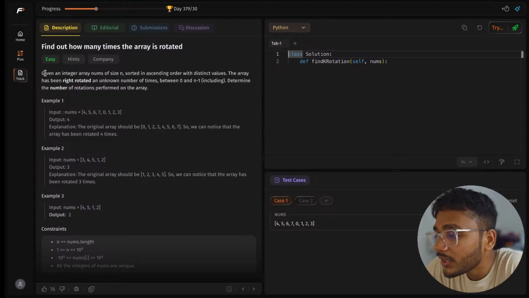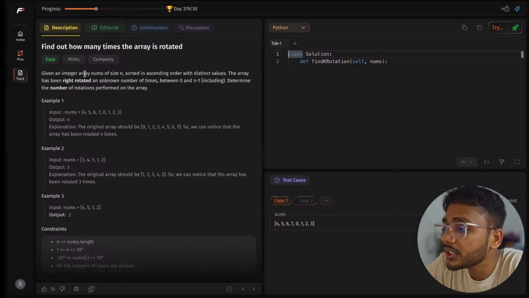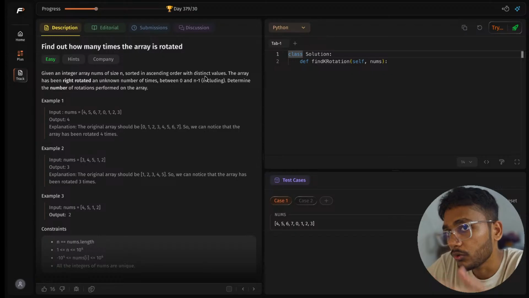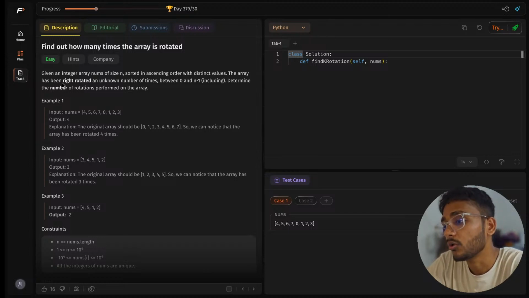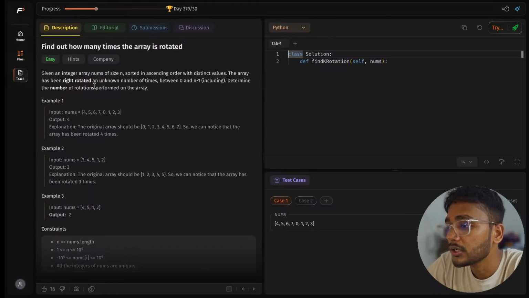Okay. And these are very easy problems. Given an integer array nums of size n, sorted in ascending order with distinct values. Okay, great. The array has been sorted. The array has been right rotated an unknown number of times between 0 and n minus 1, inclusive. Determine the number of rotations performed on the array.